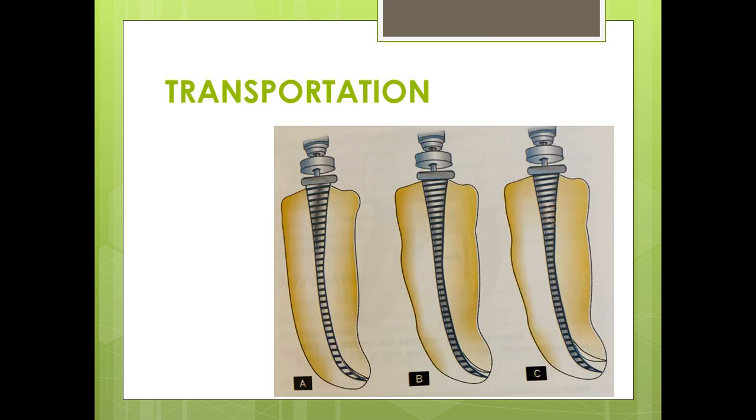Next comes apical transportation. What is transportation? Canal transportation, or apical canal transportation, is moving the position of the canal's normal anatomic foramen to a new location on the external root surface. So see here, in the picture, A is a minor movement of the apical foramen, such as type 2. In B, there is a moderate movement of the apical foramen, and coming to C, there is a severe movement of the apical foramen. You can see it in this picture.